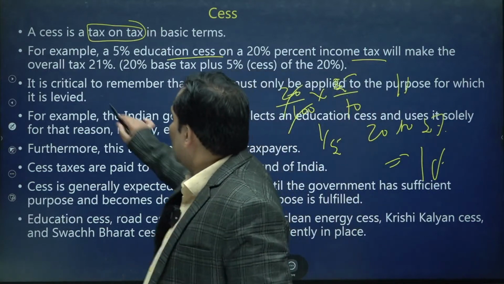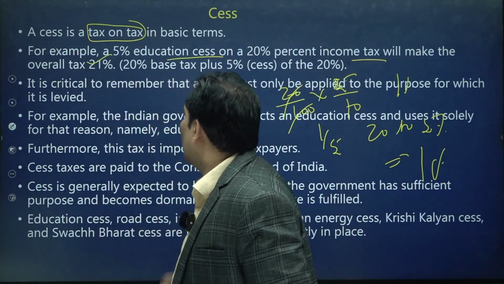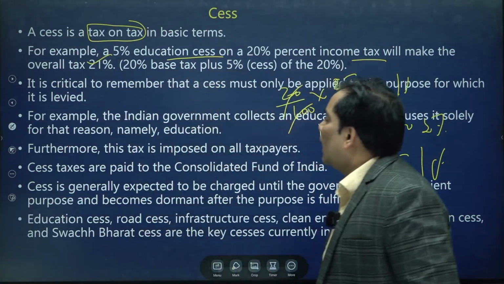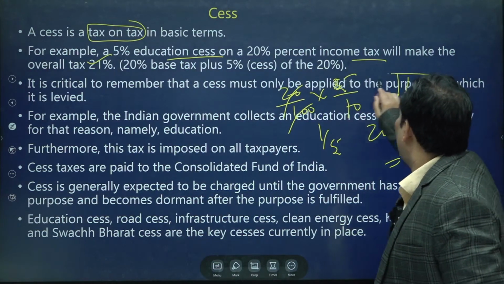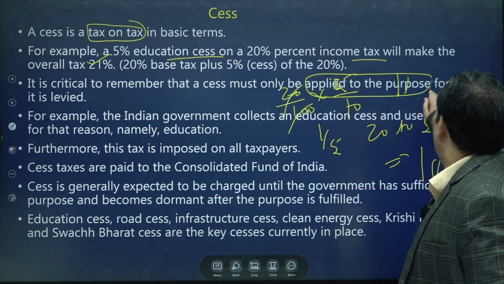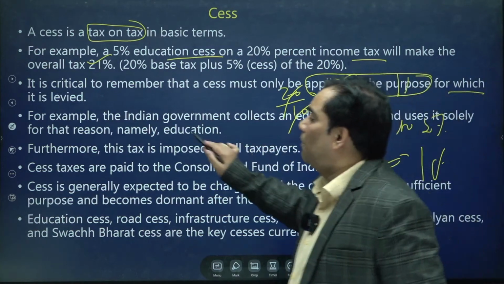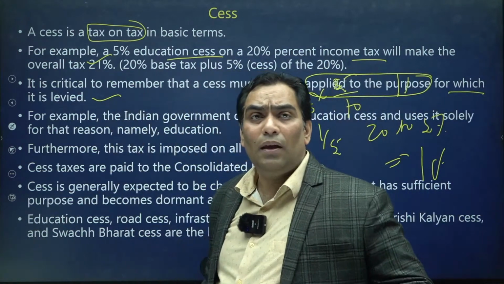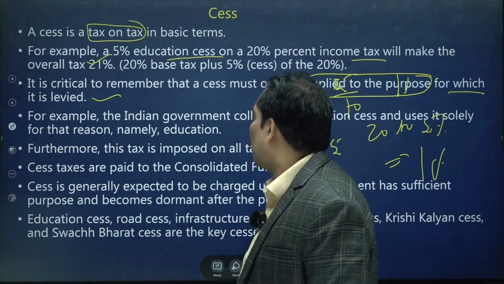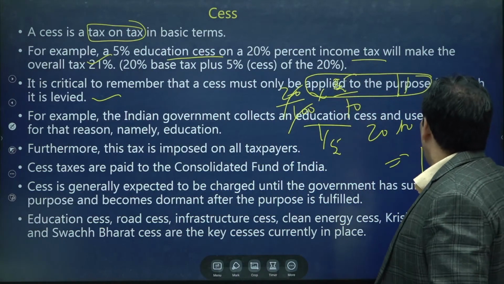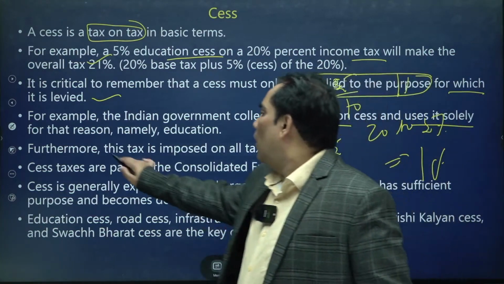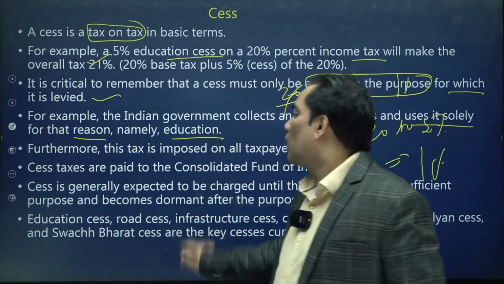Okay, so this is going to be 41%. It is tax on tax. It is critical to remember that cess must be applied for the specific purpose for which it is being levied. For example, the Indian government collects the education cess and uses it solely for that reason, namely education.